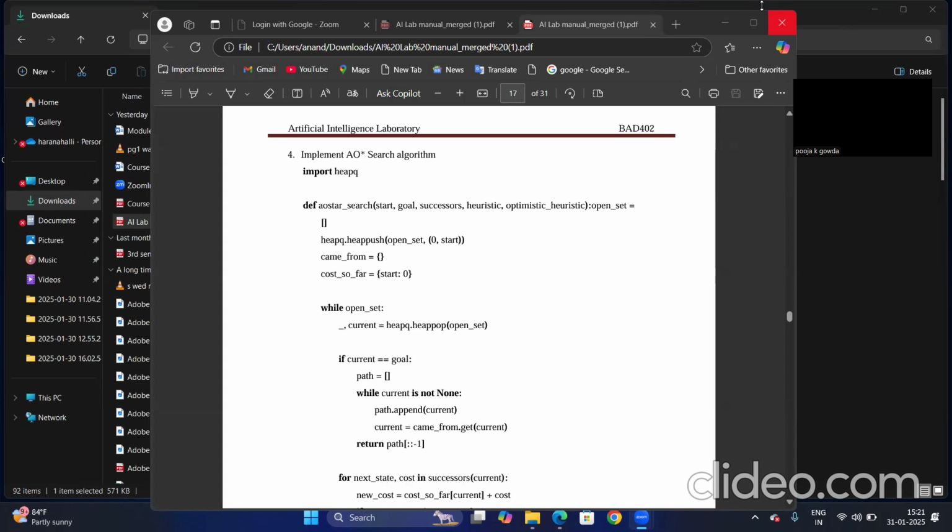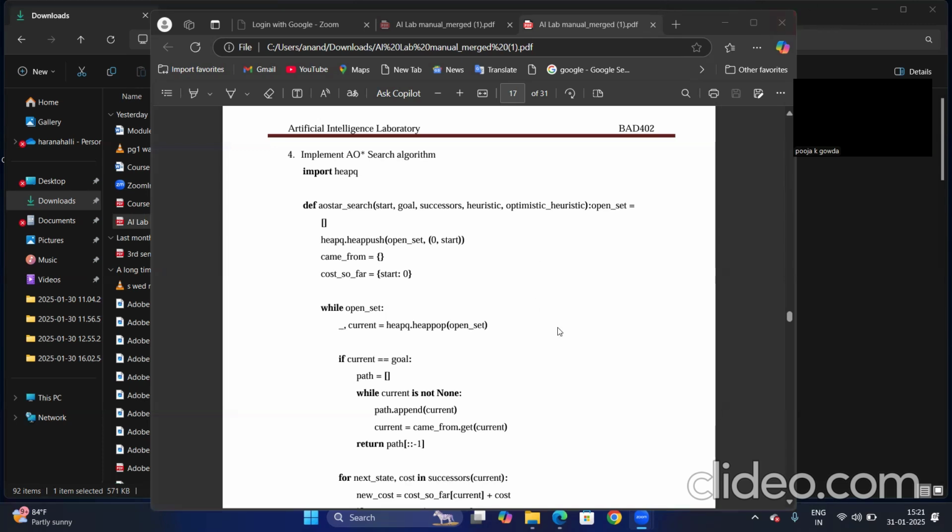The cost function is as in the A star search algorithm, where f of n equals g of n plus h of n. f of n is the total estimated cost of the path through node n, g of n is the cost of the path from the start node to the current node n, and h of n is the heuristic estimation of the cost from the current node n to the goal node.